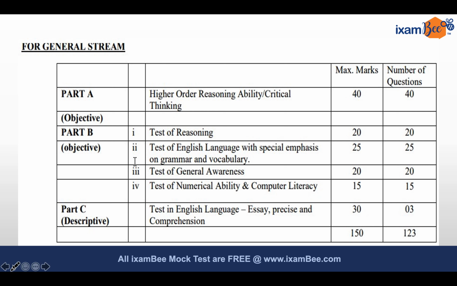Now, if we take a look at the question paper format, we are here concerned with part C, right? So part C has your essay, the Precis, and the comprehension passage. The total marks would be 30, and you will have 1 hour, 60 minutes, to complete these three topics.